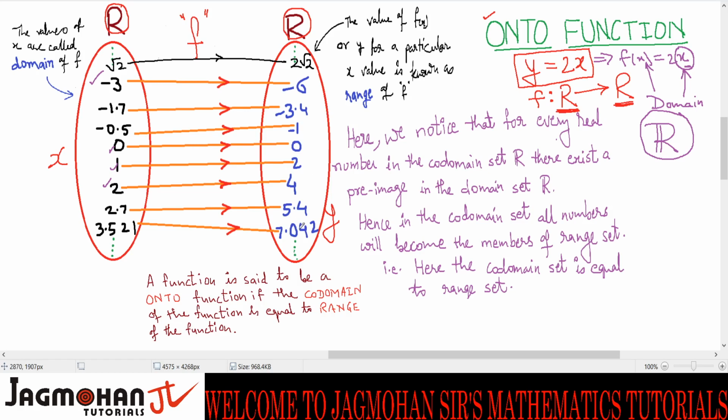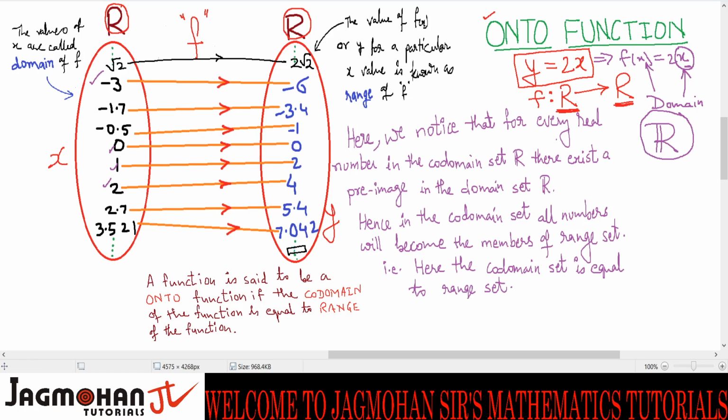Now, if I ask you, here I have got a real number. If I keep a real number here in this box, may it be any real number, do you think this number will have a pre-image?